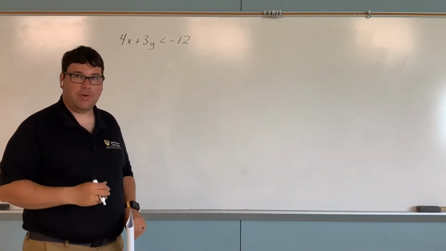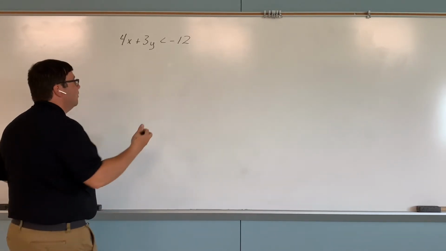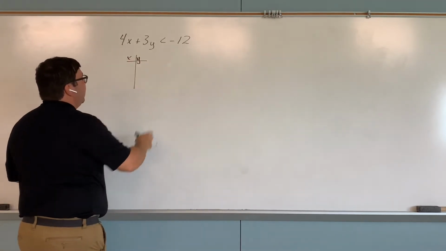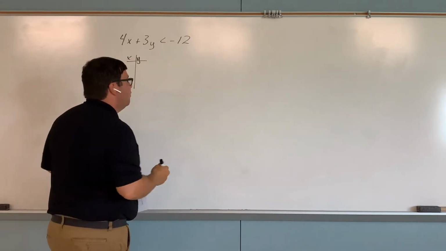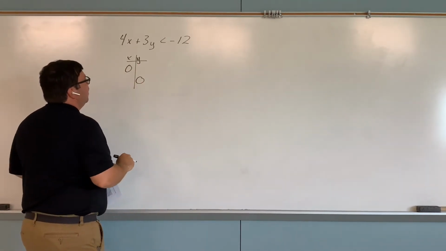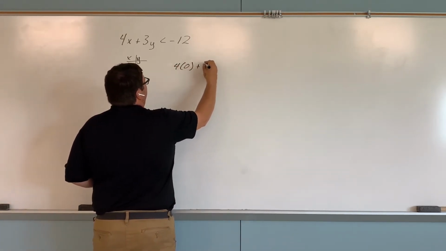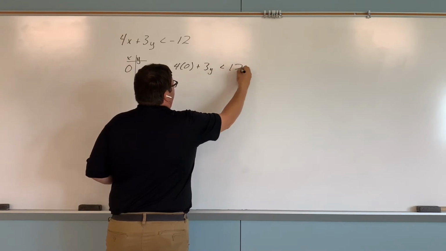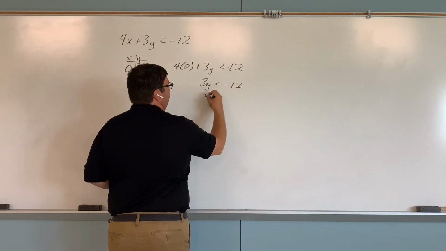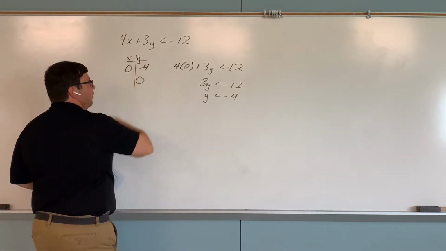Let's practice like we were graphing anyways. So I say graph, you say XY chart, go math. Here we are, we got our XY chart. My X and Y are both on the same side, so I'm gonna use 0 and 0 as my values. Get my intercept value, so 4 times 0 plus 3y is less than negative 12. That means 3y is less than negative 12, or y is less than negative 4. So negative 4 is actually the response I'm going to put in here.